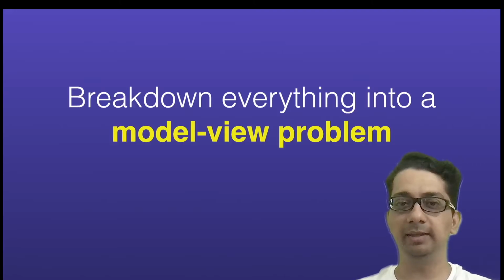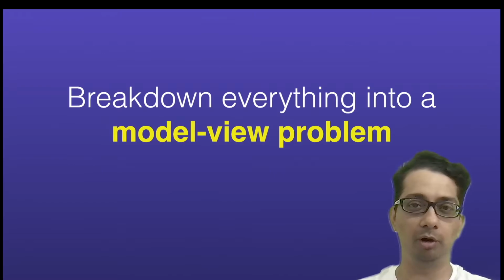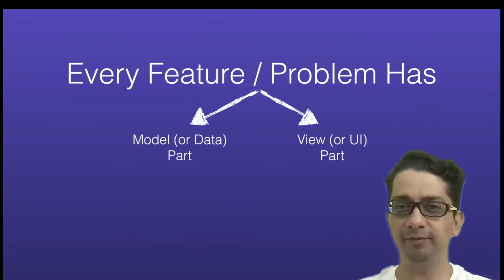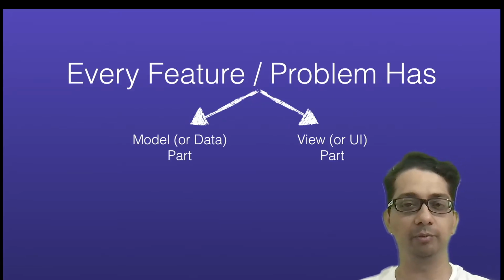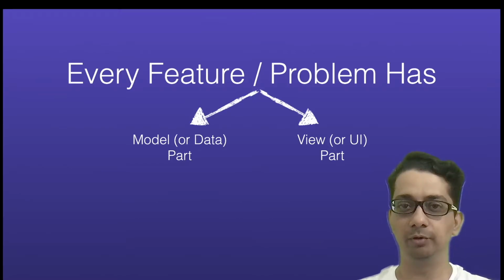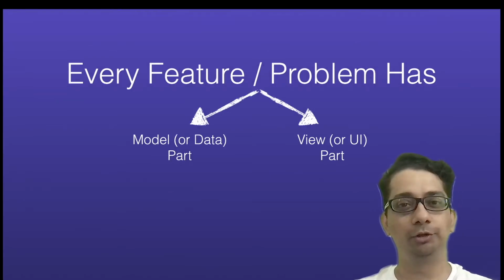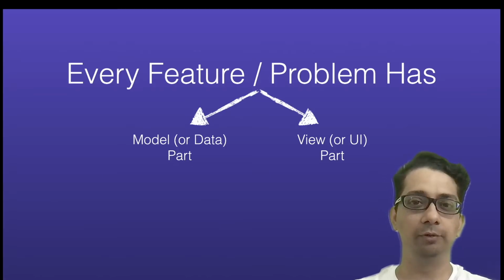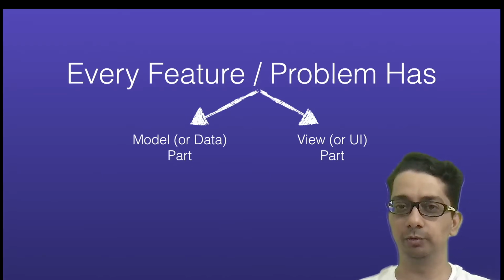If there is only one thing I want to leave you with at the end of this presentation, it is this. To make really good use of Qt Quick and QML, we have to break down everything into a model view problem. Not just the obvious ones, but everything should be broken down into a model view problem. Every problem, every feature has to be broken down into two parts, a model or data part and a view or UI part. I now want to show you a few features in Scribe where at first glance, the usage of model view may not be obvious, but you have actually used it.